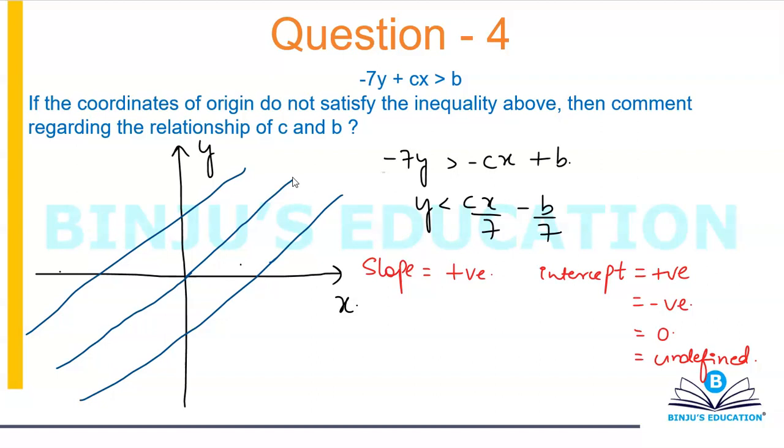So now in all the 3 cases, what we have is less than, which means we will take the region that lie below the line. We will take the region that lie below the line for all the 3 cases.